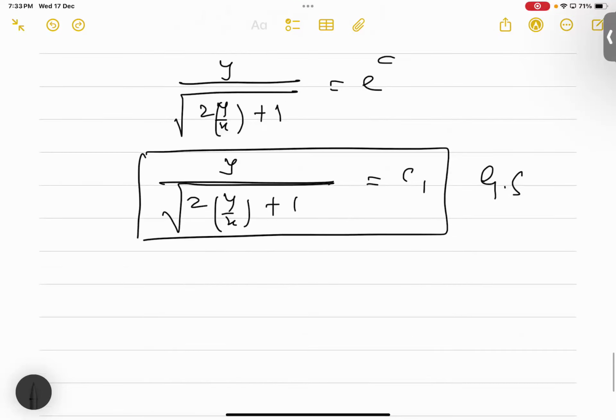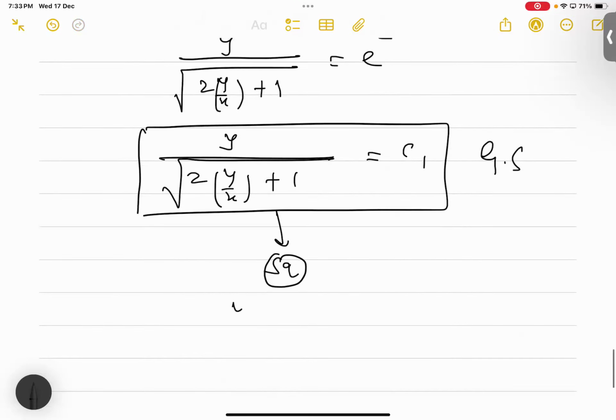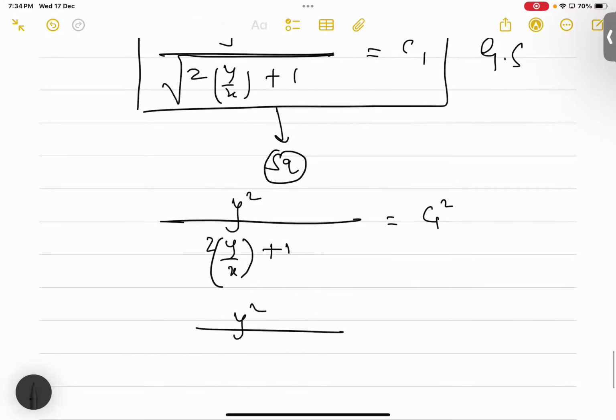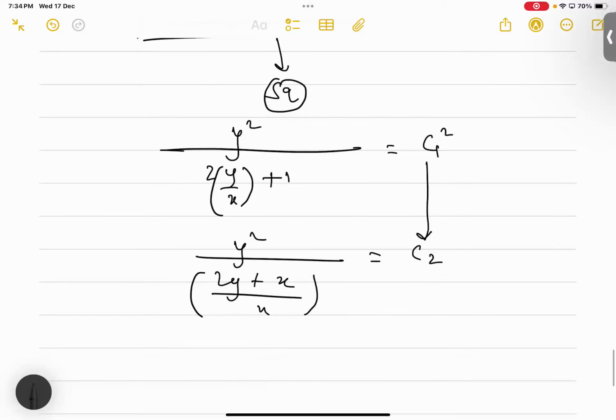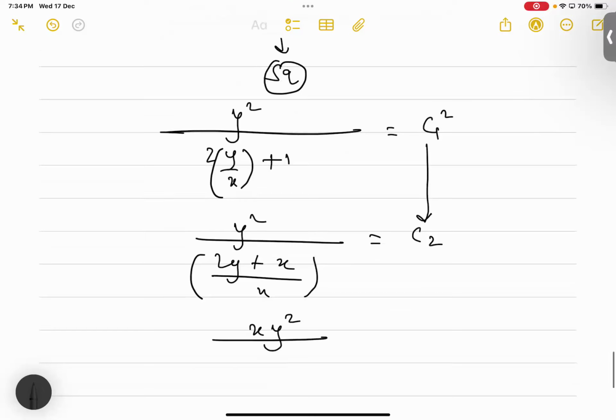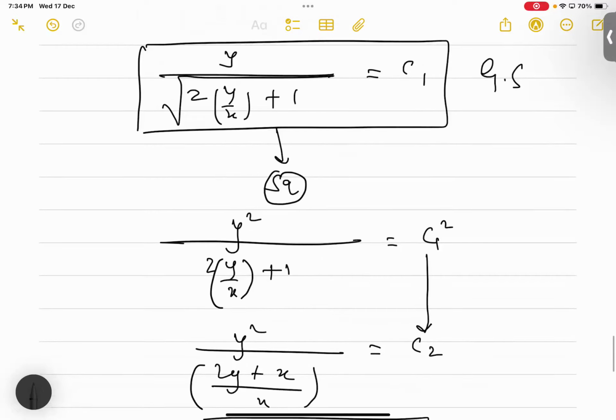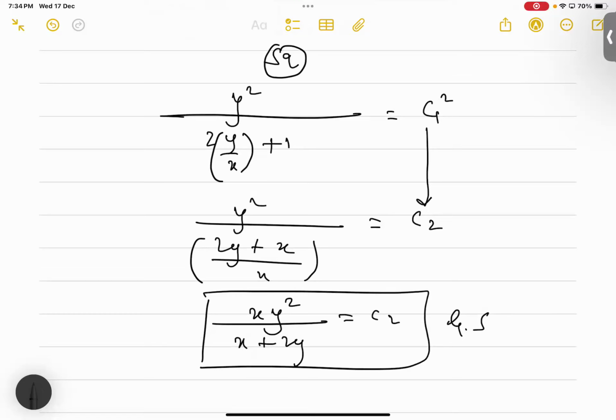So those who want to try that, squaring both the sides, y square upon x, C1 square is written as C2. Again, constant. C1 is a constant, C1 square is also a constant. So C2. Take that x up, C2. This is the general solution. If you want to do this, you can also do this. But as it is, the sum is very lengthy. If you have time in the exam and this clicks, then only do it. Fine.